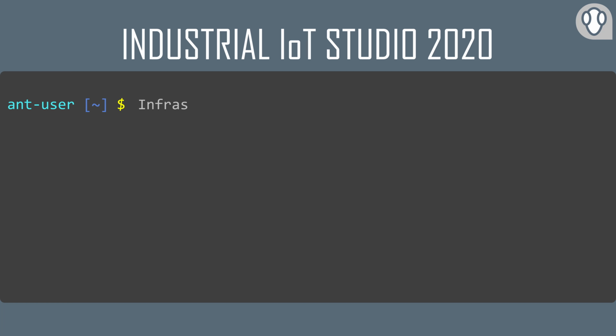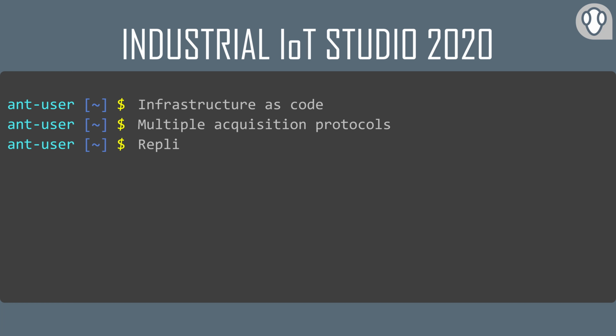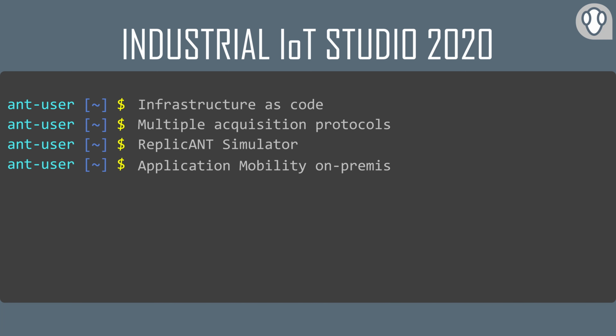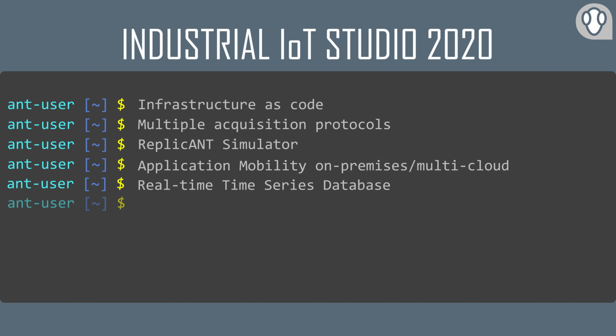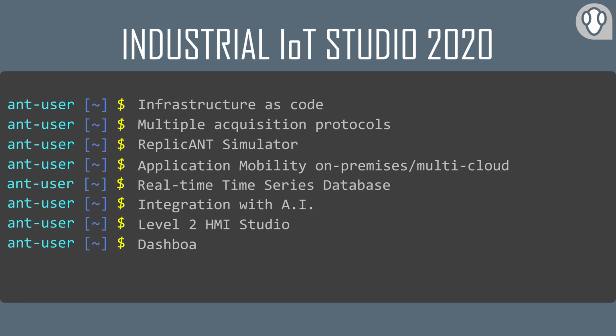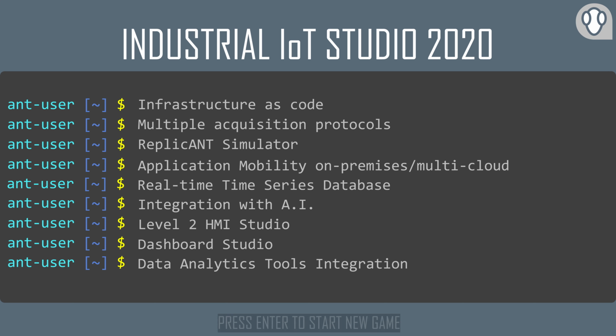Its main features include the adoption of infrastructure as code technologies, integration of multiple acquisition protocols, physical, mechanical, and electrical simulators of production lines, application mobility between platforms on-premises, Microsoft Azure and Amazon AWS, real-time time series databases, integration with AI, human-machine interfaces, data visualization, and integration with advanced analytic tools.